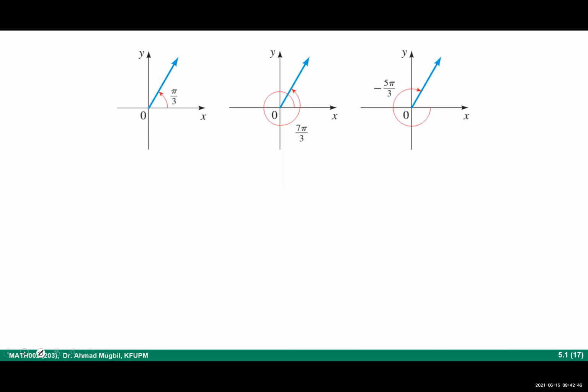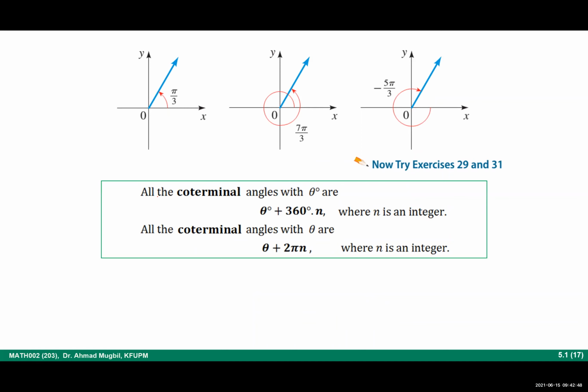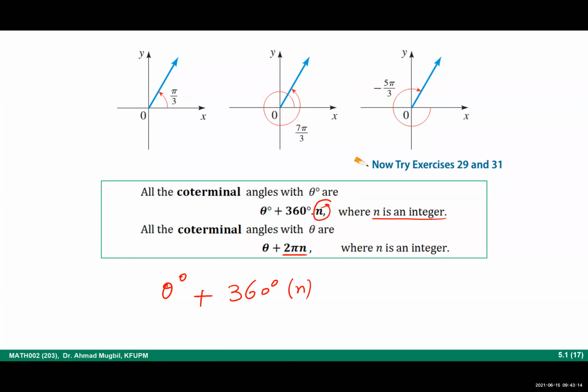In general, ya Shabab, we have this. All the coterminal angles with theta degrees are what? Theta degrees plus 360 n. What is n? n is an integer. So n here could be 1, could be 2, could be -1, could be -2, and so on. So it is about theta degrees plus or minus 360 several times. But no need to write the negative, it is included in n because n could be positive or negative. If it is in radians, just add 2 pi n. Which means 2 pi times 1, 2 pi times 2, 2 pi times 3, and so on.